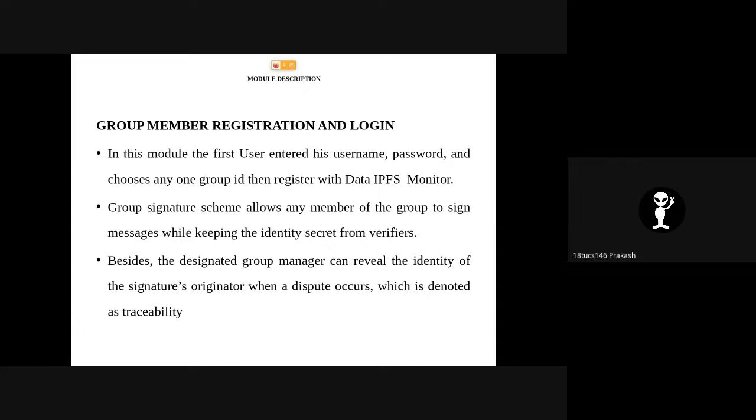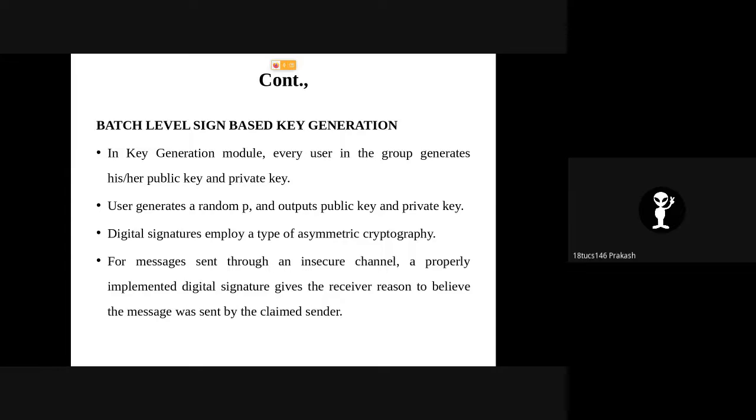This is the group. First, registration and login will be the first module description. In this module, the user enters his username, password, and chooses any one group ID. Then registers the data with the IPFS monitor. IPFS means the InterPlanetary File System, a protocol and peer-to-peer network for storing and sharing data in a distributed file system. IPFS uses content addressing to uniquely identify each file in a global namespace connecting all computing devices. Batch level signature and key generation. In the key generation module, every user in a group generates his or her public key and a private key.